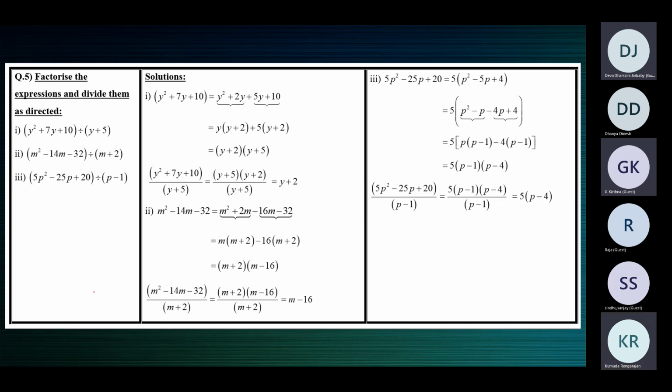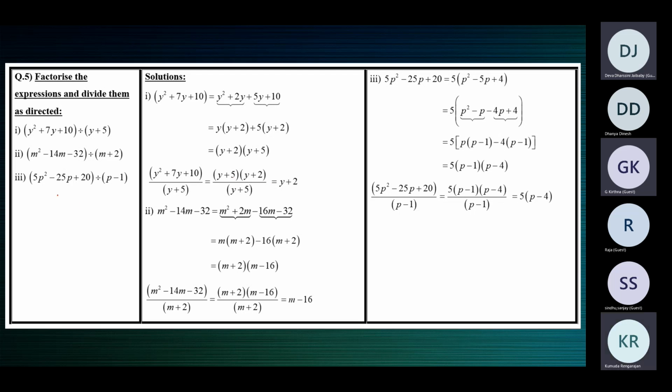Yes or no, children? Isn't it easy? Yes, ma'am. You should know to factorize by splitting the middle term very clearly. It's very easy to find the two numbers, with the procedure which we adopt.